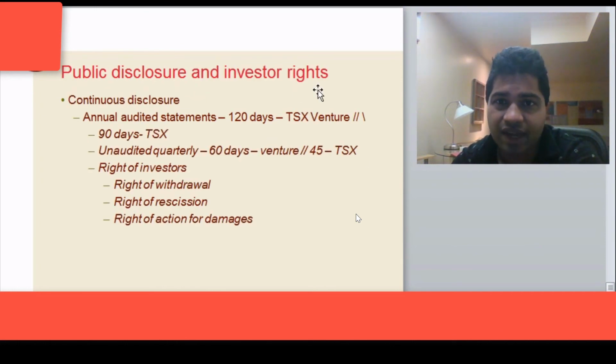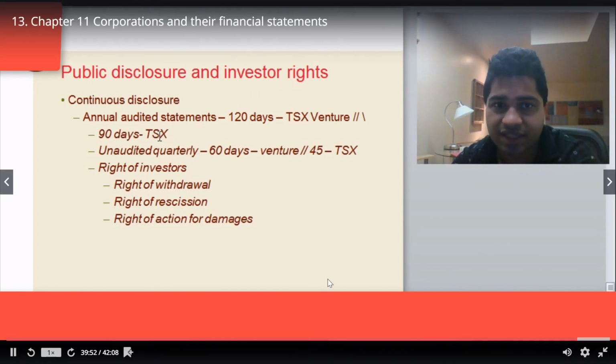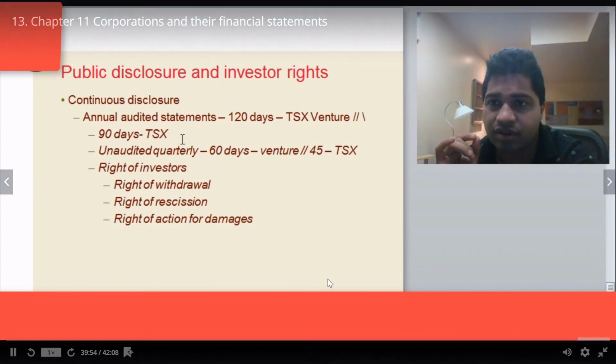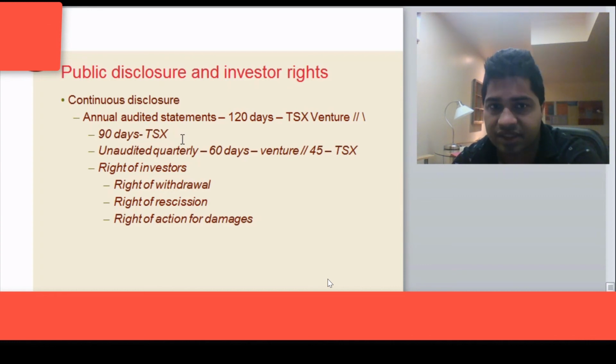Public disclosure and investment rights. So annual audited statements have to be filed within 120 days of closing of business on TSX Venture and 90 days on the Toronto Stock Exchange. So if you're listed on TSX, you have 90 days after the close of your year, or 120 days if you're listed in Venture Exchange. Unaudited quarterly reports, you have 60 days if you're listed on TSX Venture, 45 days if you're on TSX.